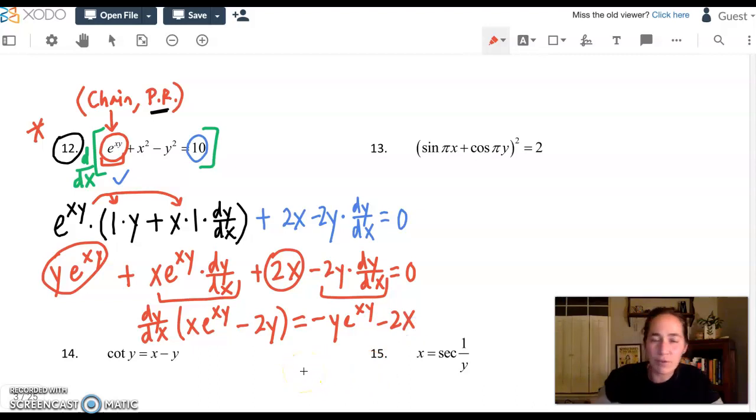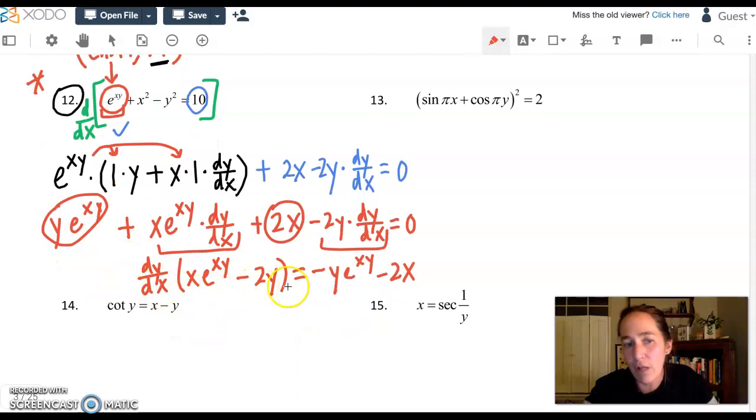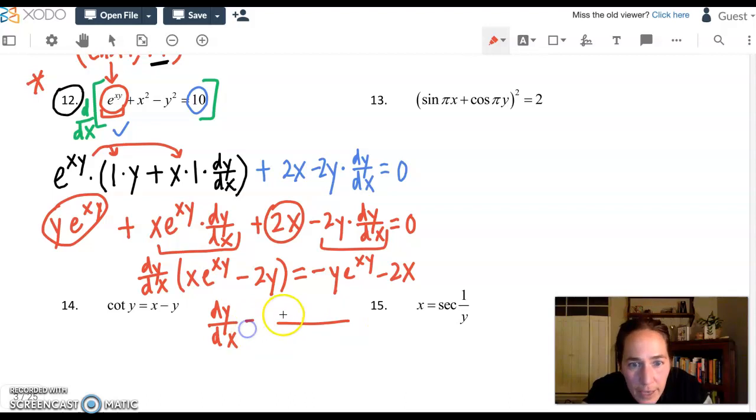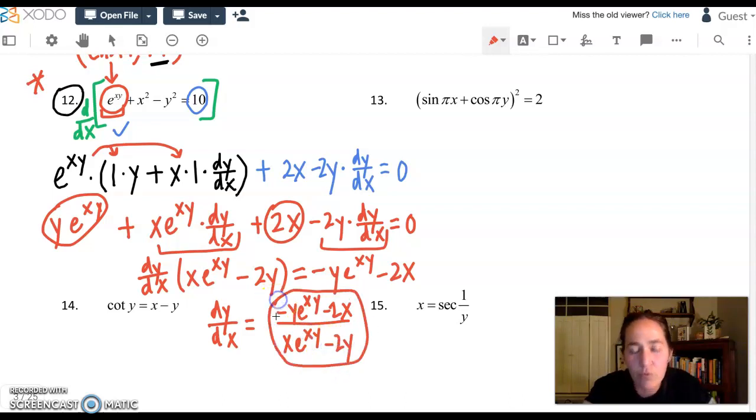You're going to start to see a rhythm with these questions. Moving the dy dx's to the same side, followed by a GCF of dy dx, and then a division step, right? To finish this out, truly getting dy dx by itself, we can make a fraction. And it would have this numerator, negative y e to the xy, and then minus 2x, all over x e to the xy, and then minus 2y. We'll leave that. That's your expression for rate of change.